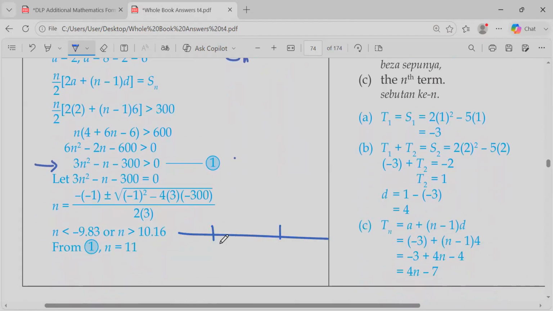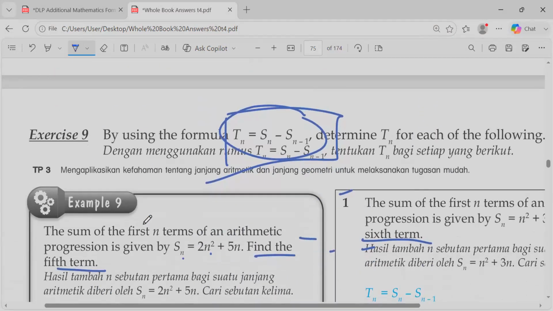From the 2 answers, negative we write on the left-hand side, positive we write on the right-hand side. And then it's greater than 0. It's greater than 0 means that, oh, I'm so sorry. Greater than 0 means that here. So we have 2 answers, and less than and greater than. So and greater than, it means that n equal to 11.